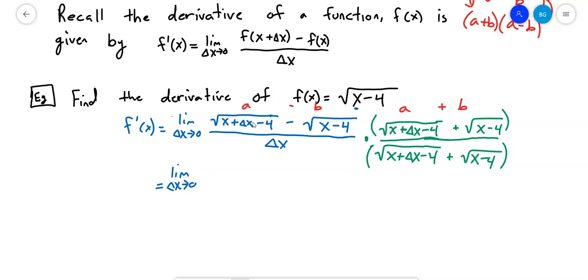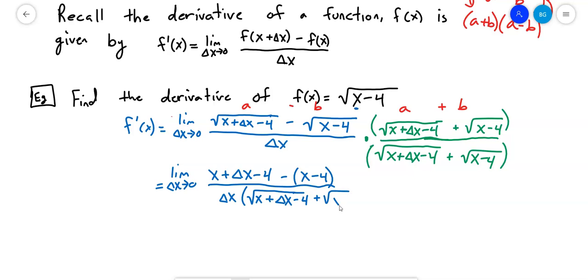A squared will just kind of rid us of the square root up here. So we'll just have x plus delta x minus 4. And then b squared is just going to, again, rid us of the square root, so we'll just have x minus 4. And if you don't believe that that is how that expression would get multiplied out, you can go ahead and FOIL it yourself, but that could take a while, so you may just trust me or trust the difference of squares formula rather than actually do the multiplication yourself.